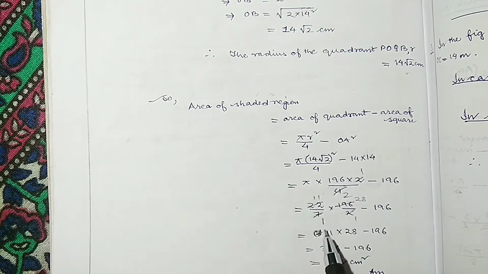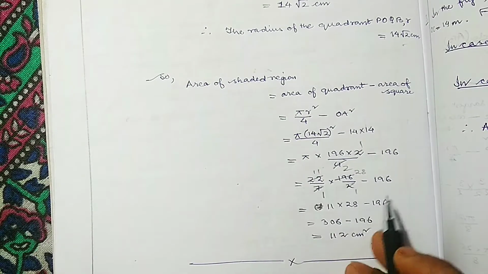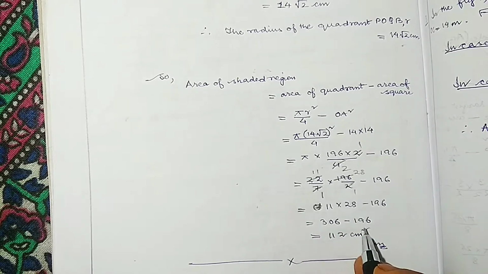So we are left with 11 from this part. From here 28 minus 196. 11 into 28 is 308 minus 196.